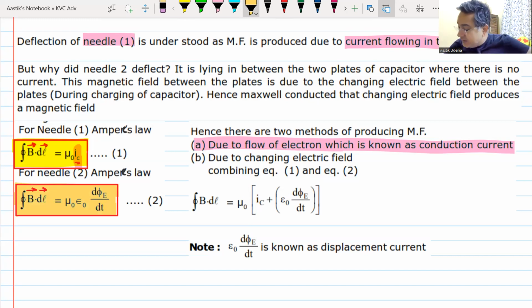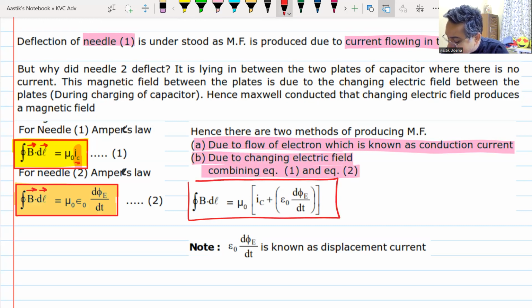Yes. So you can produce a magnetic field in two ways. Either you can flow a current in the wire that will produce a magnetic field, or you can change the electric field with time. If you combine these two equations together, you will get an equation like this.